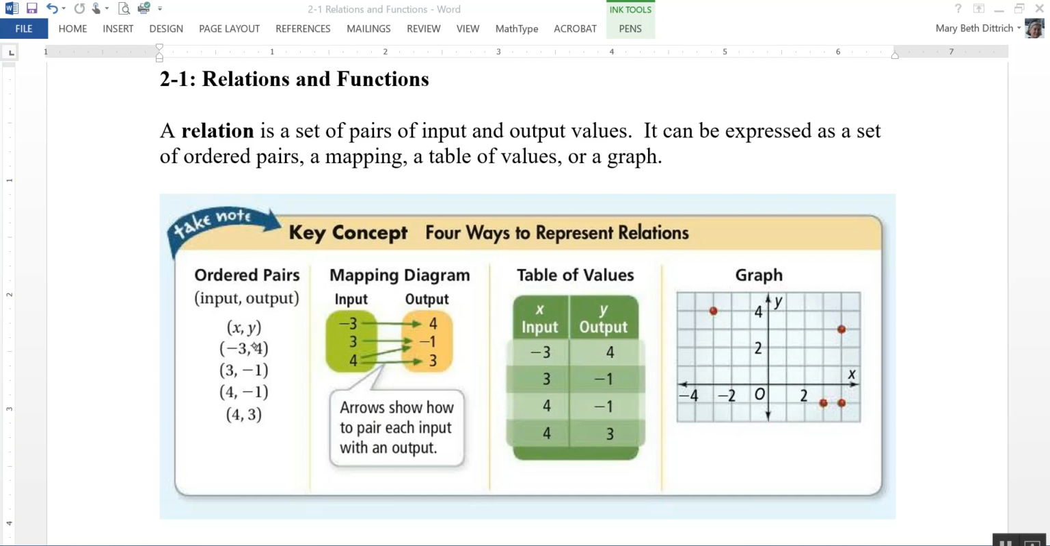Here we have the set of ordered pairs where X is our input and Y is our output. Also, we can have a mapping, which is basically two kind of blobs, so to speak, with the input values in one, the output values in the other, and then arrows drawn from the input to the output. A table of values you're probably very familiar with, and a graph. So this is 4 different ways to represent a relation.